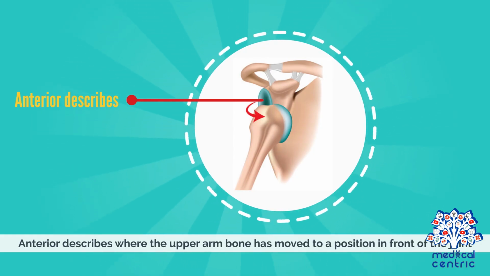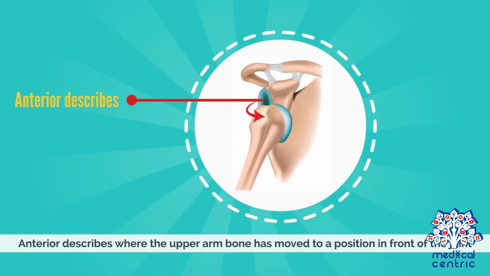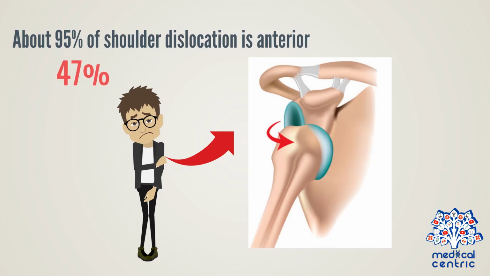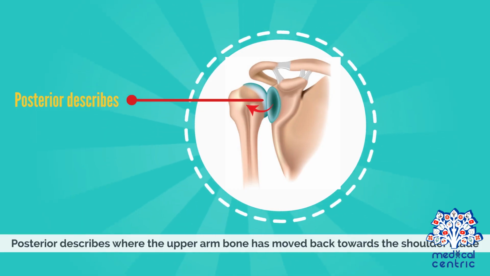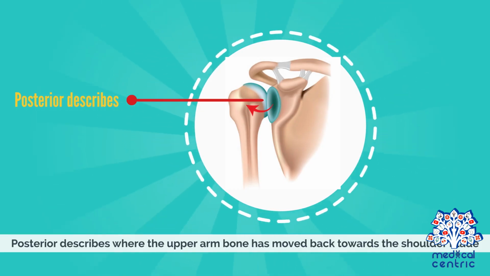Anterior describes where the upper arm bone has moved to a position in front of the joint. About 95% of shoulder dislocation is anterior. Posterior describes where the upper arm bone has moved back towards the shoulder blade.